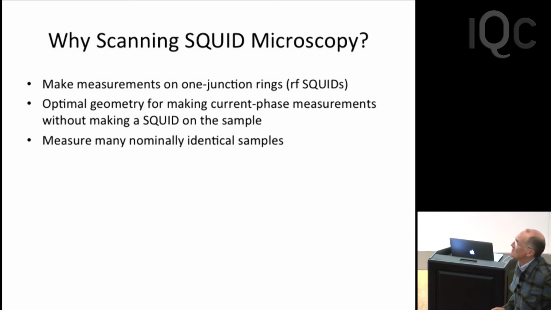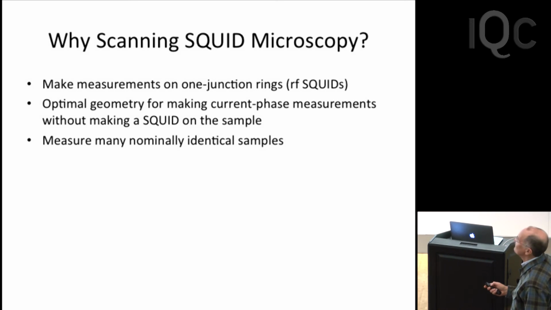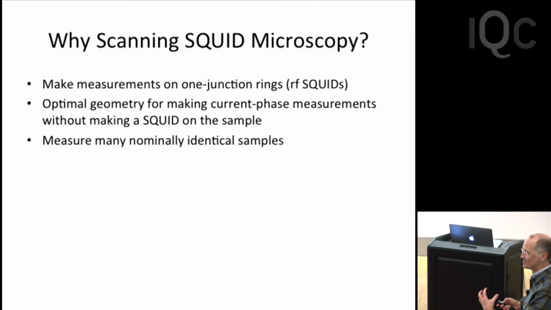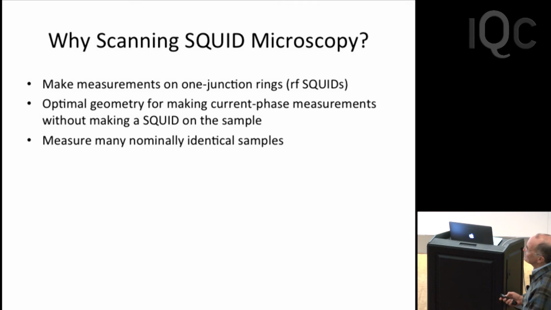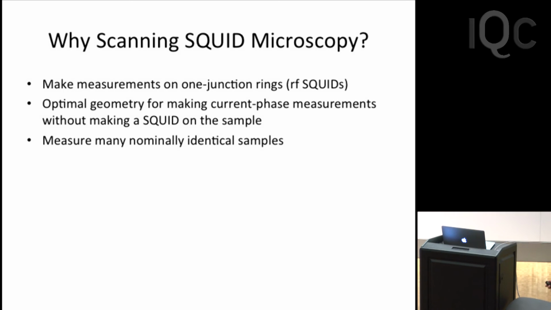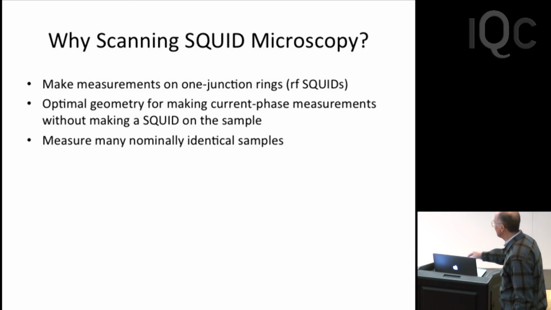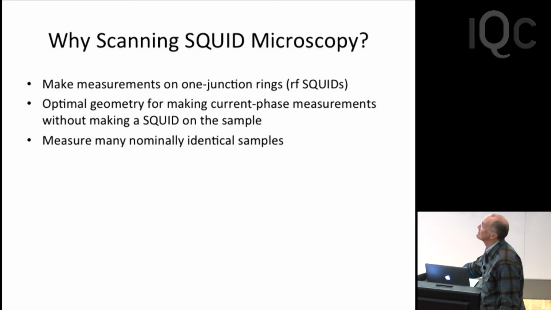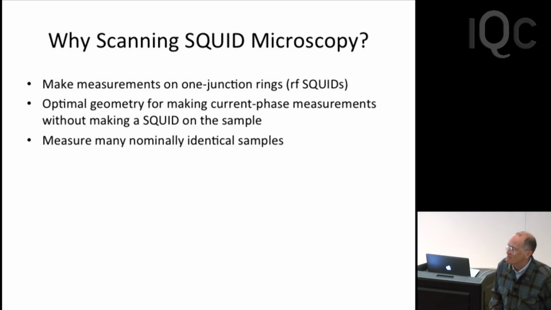Why is this a good thing? One is that you can make measurements on one-junction rings, and I'm going to tell you in a few minutes why that's a good thing. You can optimize your geometry, so we actually chose the ring diameter to get the best signal to noise from our SQUID. And you can do many nominally identical samples, or you can vary parameters, as I'll show you in a bit. So what do we expect to see?